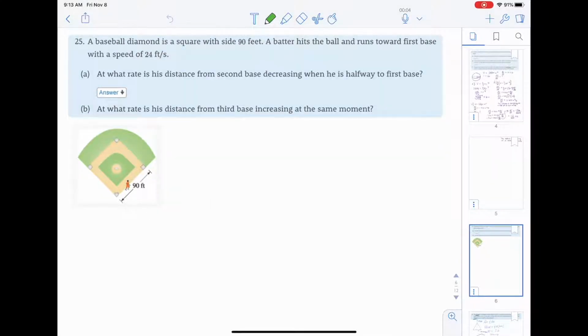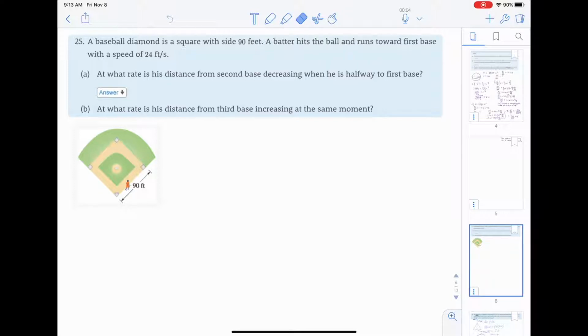Question 25. A baseball diamond is a square with side 90 feet. A batter hits the ball and runs towards first base with a speed of 24 feet per second. At what rate is his distance from second base decreasing when he is halfway to first base?